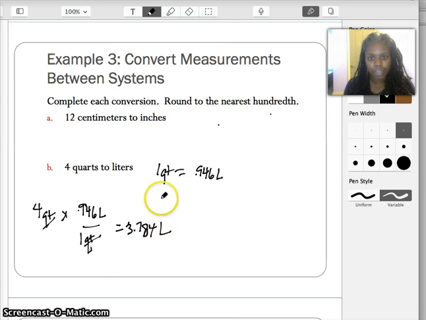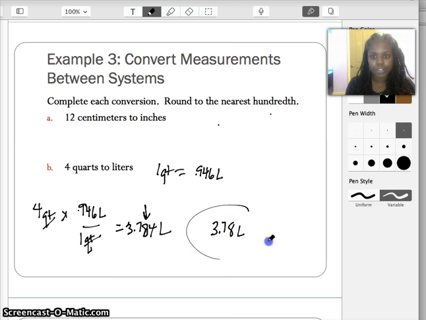We need to find out what the nearest hundredth is. 8 is in the hundredths place. We will either stay there or go up, and we're going to stay there because 4 isn't greater than 5. So our answer is going to be written as 3.78 liters for this example.